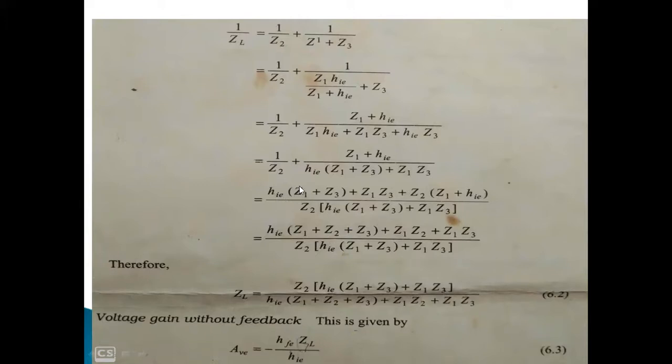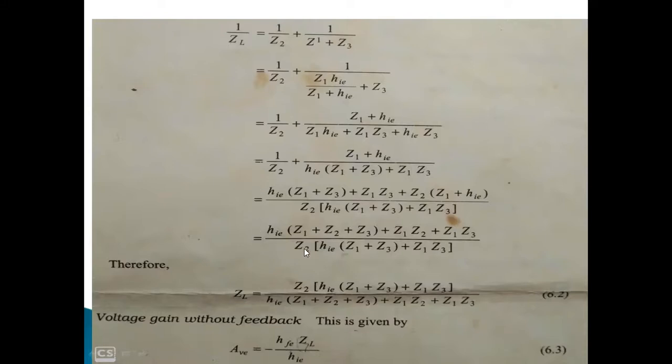So HIE into Z1 plus Z2 plus Z3 plus remaining terms Z1 Z2 plus Z1 Z3 by Z2 into HIE into Z1 plus Z3 plus Z1 Z3. Okay. So this is the load, this is the impedance, that is 1 by ZL. And from this equation, what is ZL?